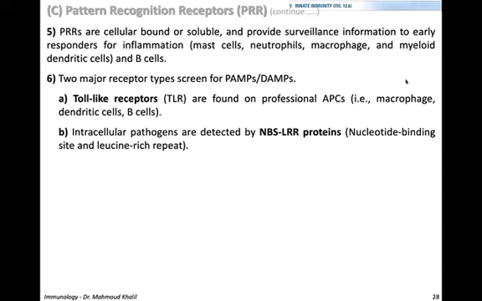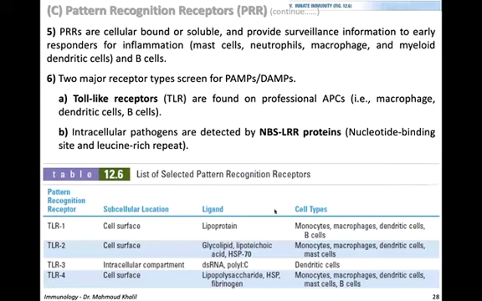So for more understanding, this is a list of some selected pattern recognition receptors. So you can see toll-like receptor 1, 2, 3, 4. These are types of PRRs. There are more than these types. We'll see in the next slide. You can see from this table the subcellular location where they are expressed because, as we said, these receptors are either bound or soluble.